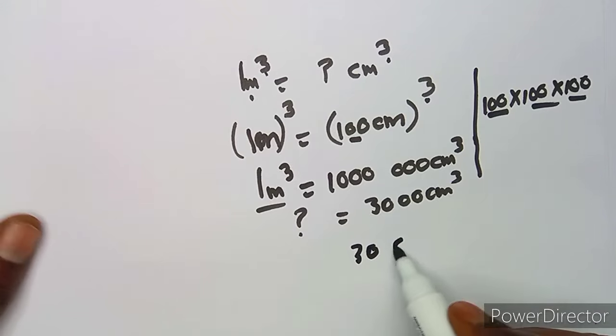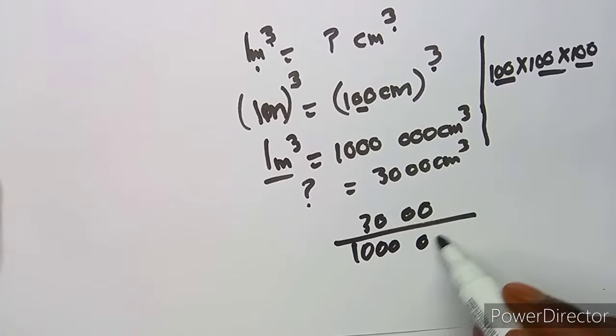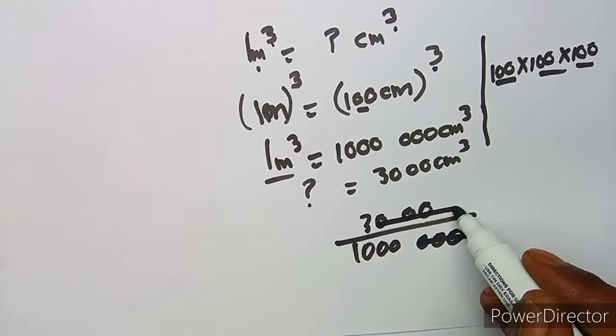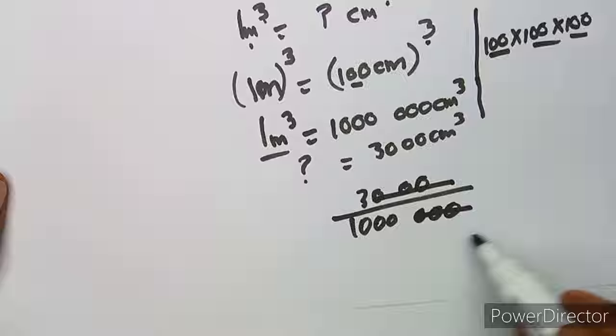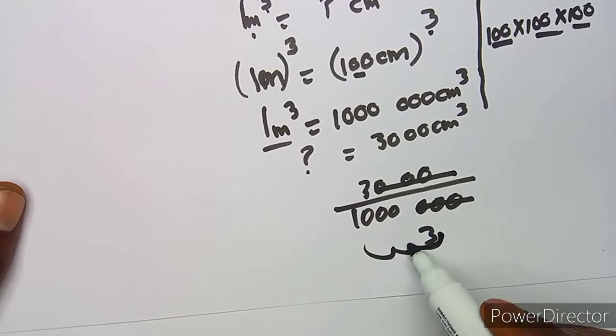So if you divide these, what are you going to have? That's 3000 over 1 million in this case. So the first thing is to cancel the zeros here, and we just divide 3. If we are dividing by 1000, we simply move 3 commas to the right. That is 1, 2, 3.